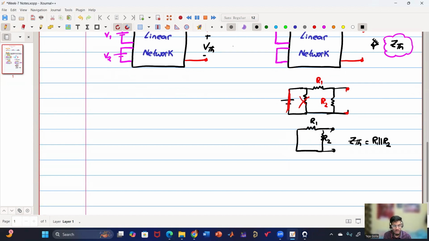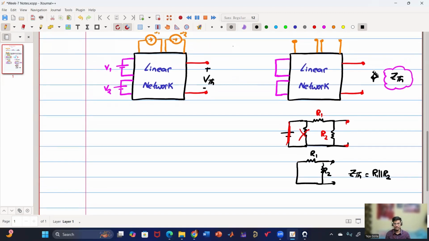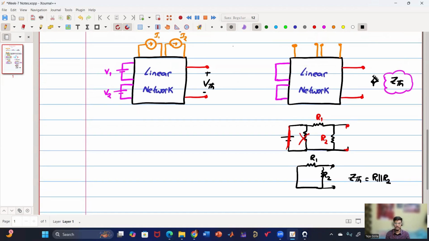Is it clear or any doubts on how to calculate Thevenin impedance? First, we have to remove all the sources, which means short circuiting the voltage source and open circuiting the current source, and across the load terminals we'll find the Thevenin impedance. Clear, sir. Okay. So this is Thevenin's theorem.